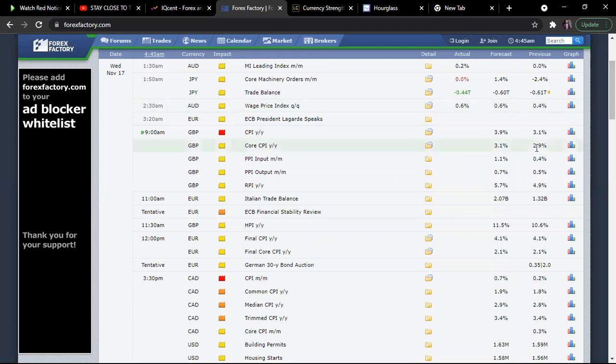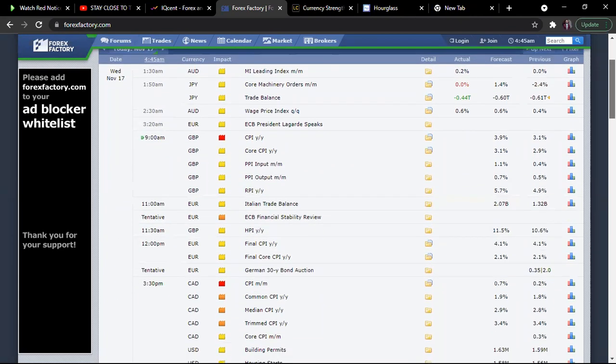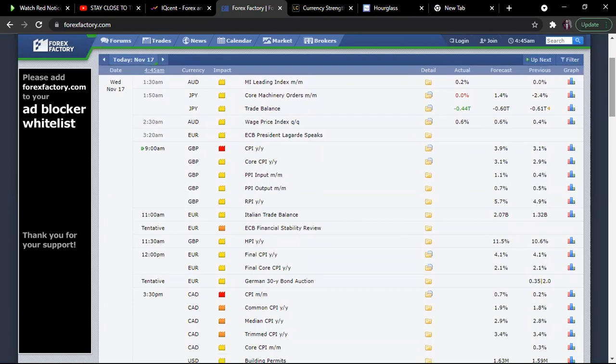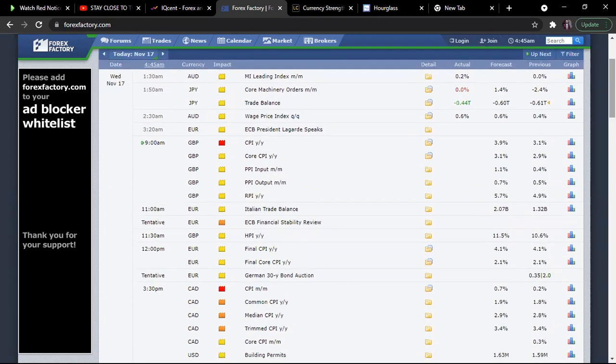So before we even look at the charts, before we even start clicking buy or sell, we want to see what's happening all over the world, basically. We want to see whether there's going to be any high impact news, any volatility in the market. We don't want to jump into the market when there's a lot of volatility. We just want to cruise through the markets.